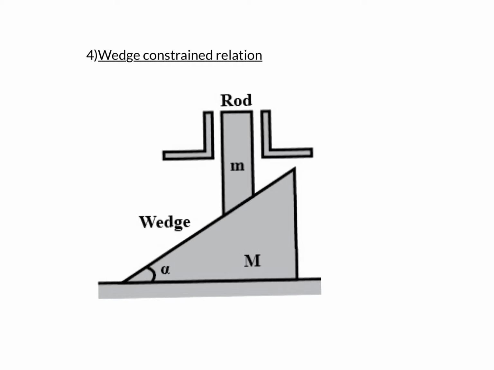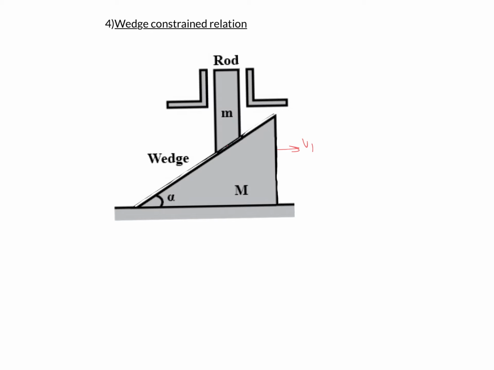So in the next part, we'll discuss the wedge constraint relation, in which over here we are considering a wedge which is having some angle alpha with respect to its horizontal. And if this wedge is moving towards the right with a velocity, let's say V1, then the block or the rod over here will move in the downward direction with some velocity. Let's say that velocity is represented by V2. And our aim is to find the relation between these velocities V1 and V2.